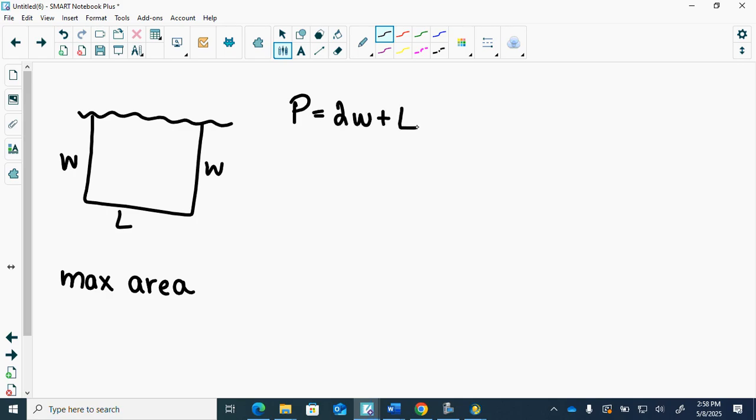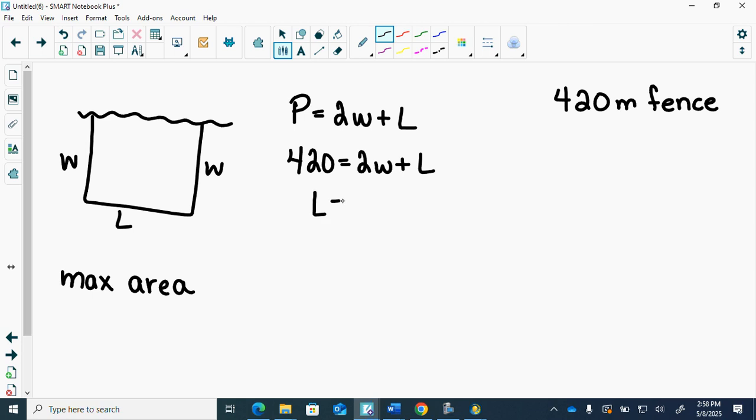Now for these questions, they'll always give you how much fence you have. So the perimeter, right? They're not giving you the area. They're going to give you the perimeter. So say I give you 420 meters of fencing. Where could that go? In for P, the perimeter. So I get 420 meters of fence equals 2W plus the length, which we did in 20-1. And then we would always isolate for one of them. I'm going to isolate for L. So I get L equals negative 2W plus 420.